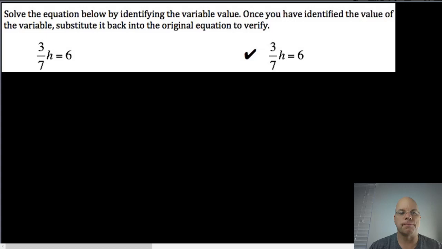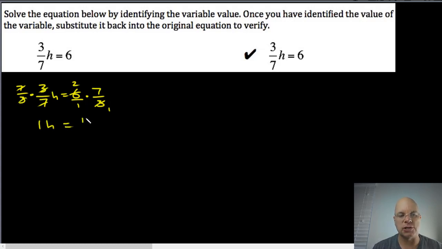Here we have another algebraic equation. We're going to try to identify the variable value and then substitute it back in to check. 3/7 h equals 6. I can get rid of 3/7 by multiplying by its reciprocal, 7/3. But then I need to use the property of equality and multiply the other side by 7/3. 6 and 3 have a common factor of 3. 3 divided by 3 is 1. 6 divided by 3 is 2. These just cancel to give us 1h. So we get 1h equals 14 over 1, or h equals 14.